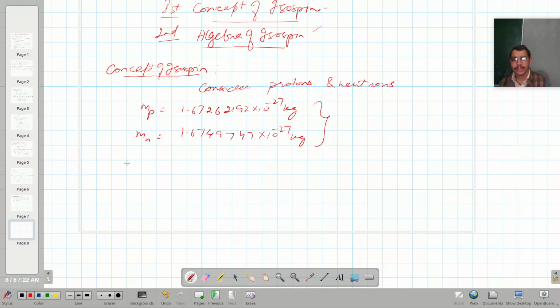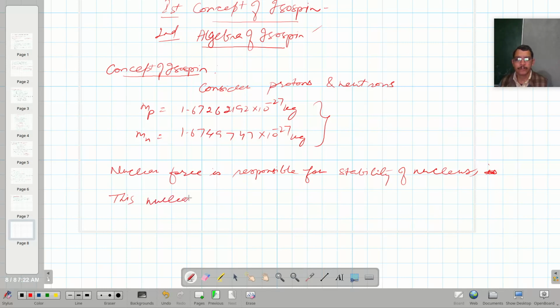Another thing regarding neutrons and protons is that nuclear force is responsible for the stability of nucleus, and this nuclear force is independent of charge.